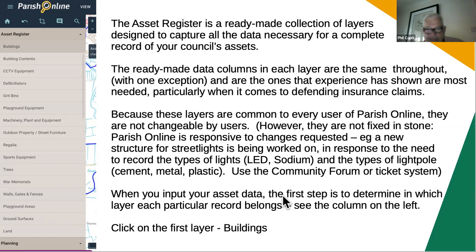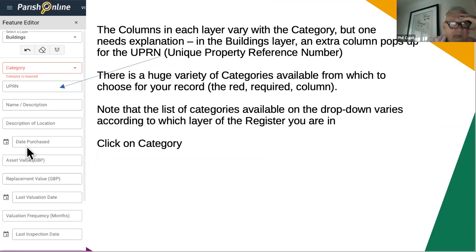Okay. When you're inputting your asset data, the first step is to determine which layer of the asset register it belongs in. So, for instance, when you open up your asset register on the left-hand side here, you get all these collections of items. And then each one has a category associated, a whole bunch of categories. So I'm going to click on buildings here. Yeah, and you'll see that here is a brand new blank record, and the required value is category.